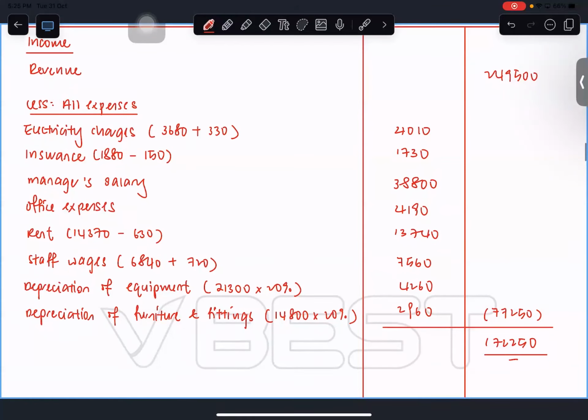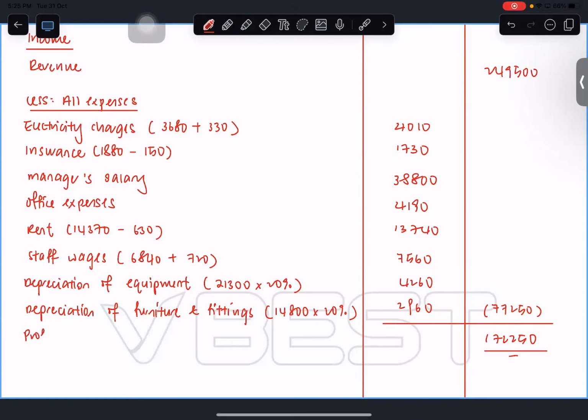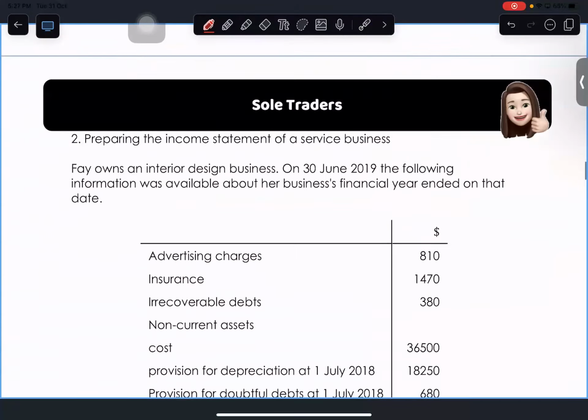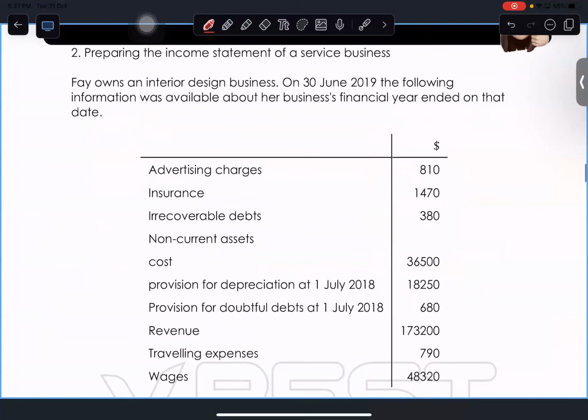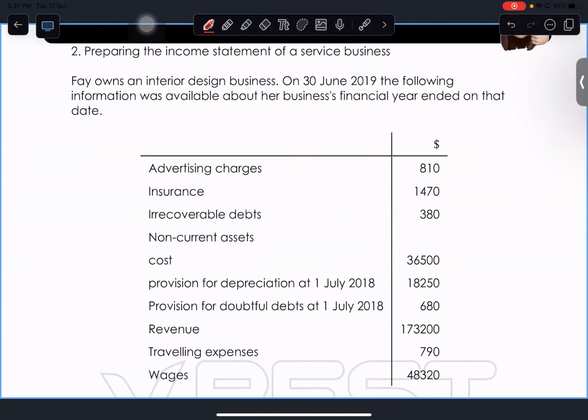172,250 is my profit. You guys see if you got the same? Everyone done? Okay, let's see the next one. The next one is the same as the previous one, also an easier one. Then you guys can understand with this one first.